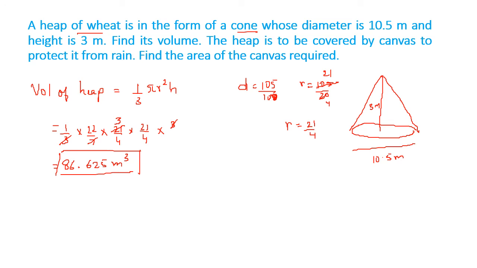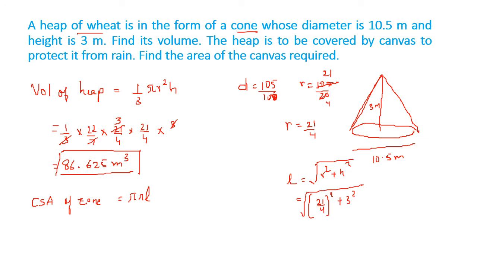But if you want to protect it from the rain, we have to cover it. So the canvas is the curved surface area. How to find the curved surface area? CSA of a cone is pi r l. What about the L? How to find the L? So L is equal to under root r square plus h square. So 21 upon 4 the whole square plus 3 square, under root.